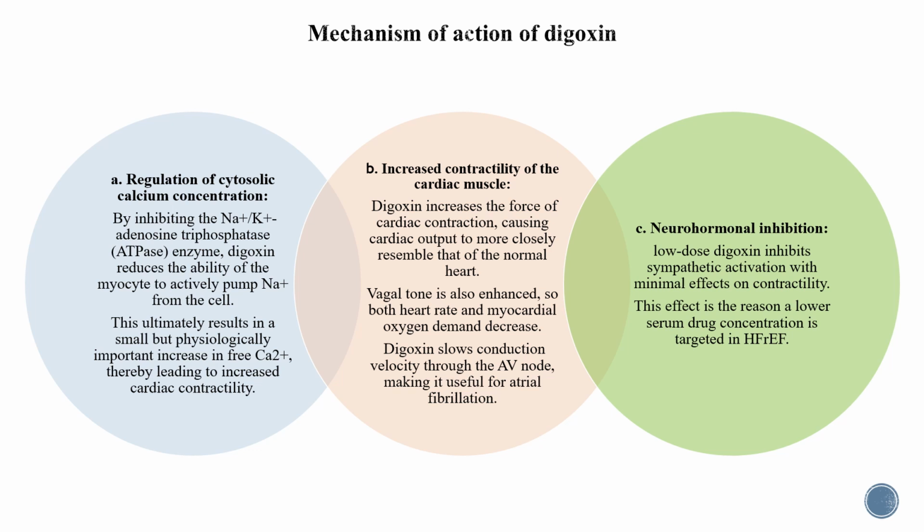So the third mechanism is by neurohormonal inhibition. Low-dose digoxin inhibits sympathetic activation with minimal effects on contractility. This effect is the reason a lower serum drug concentration is targeted in heart failure with a reduced ejection fraction.